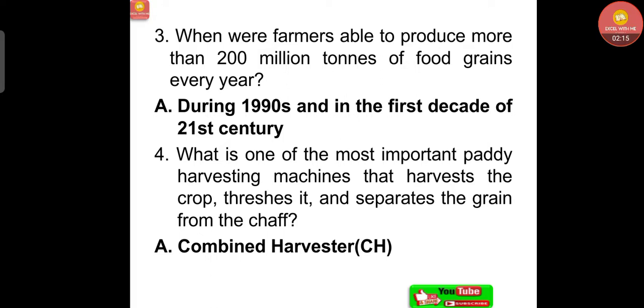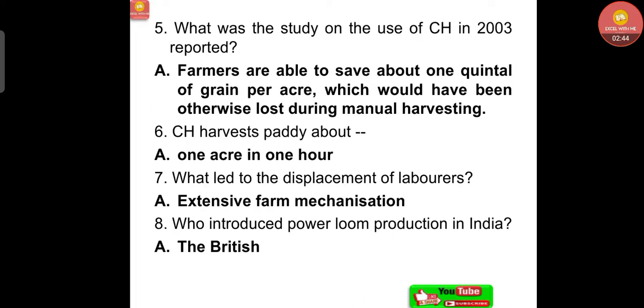When were farmers able to produce more than 200 million tons of food grains every year? That was during 1990s and in the first decade of the 21st century. What is one of the most important paddy harvesting machines that harvests the crop, threshes it and separates the grain from the chaff? That is combined harvester. All the things are done combinedly. That's why this is called combined harvester, CH.